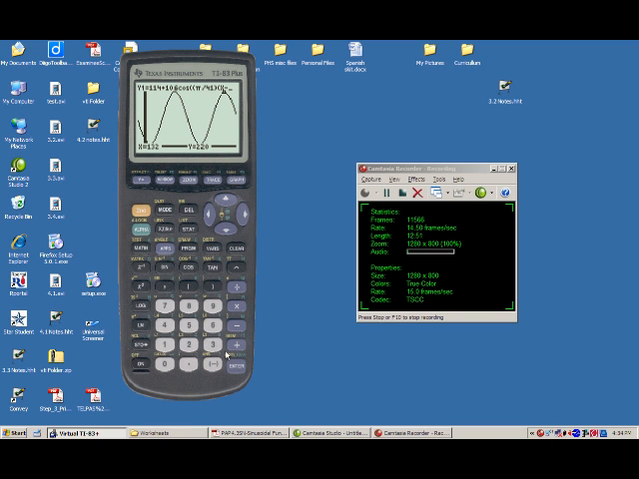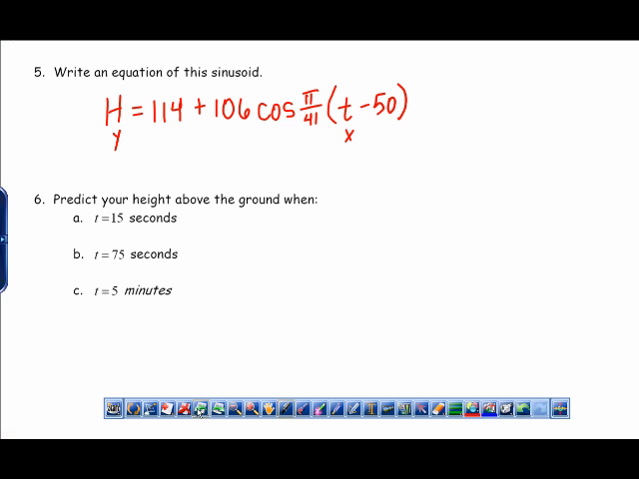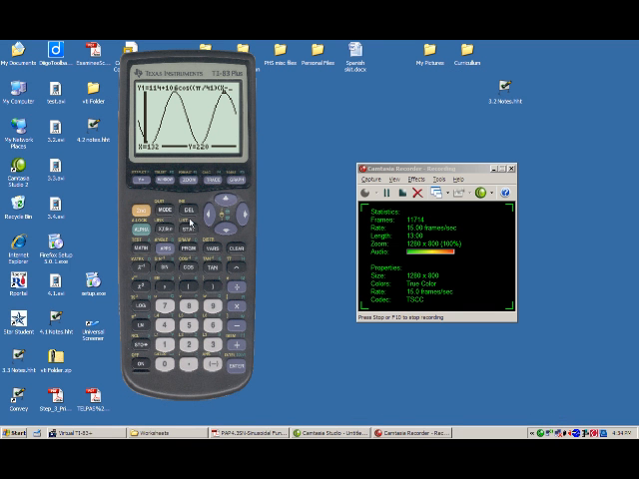Okay, so now let's look at number 6. Number 6 says predict your height above the ground when t equals 15 seconds. Now you've got options on this. Probably the easiest thing to do, since I'm already on the graph, is to do trace 15, enter, and that gives me my height. And if I'm rounding to 3 decimal places, which is what you should do when you're not told to do anything else, that's going to give me 19.006 feet.